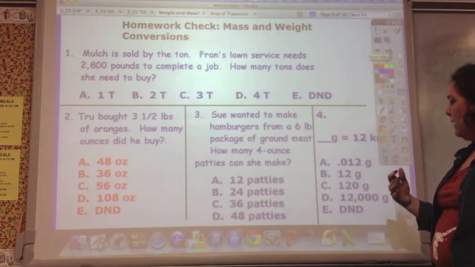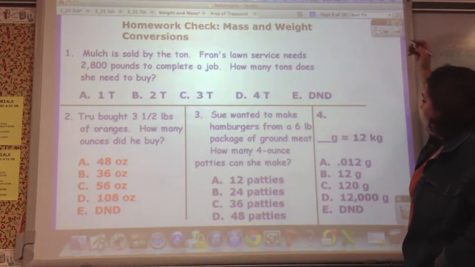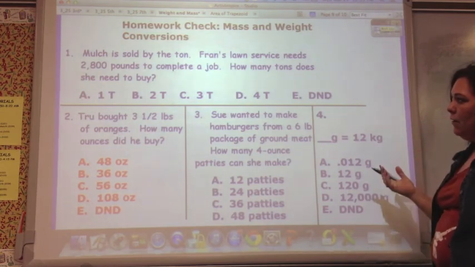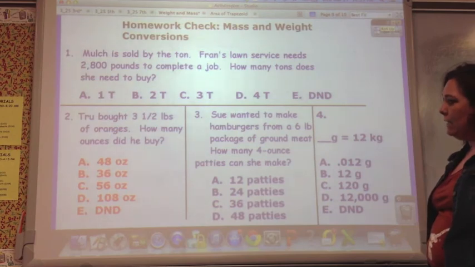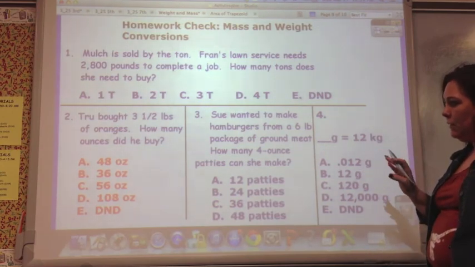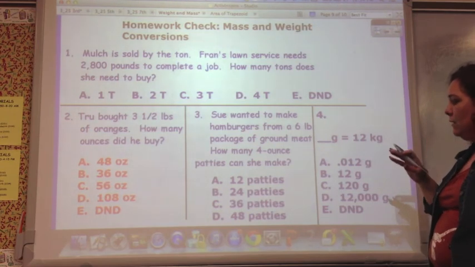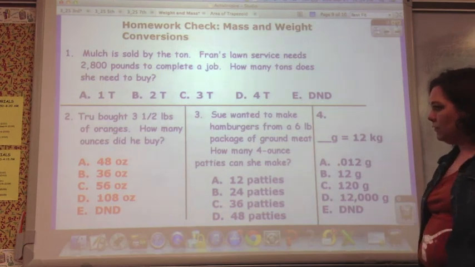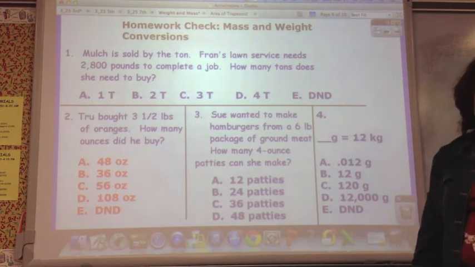These are wordy because we are practicing both metric and customary mass and weight. So try to figure out these answers, see what's being asked, and come up with your best solution from eliminating the answers. And check this tomorrow in class.